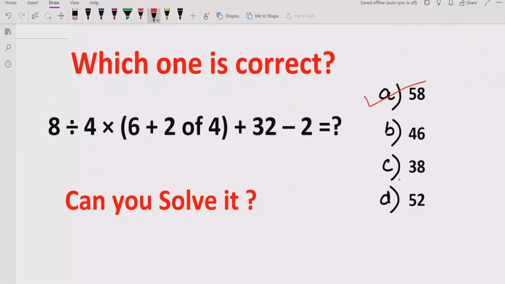I hope you understand how you can solve this expression using the PEMDAS or BODMAS method.